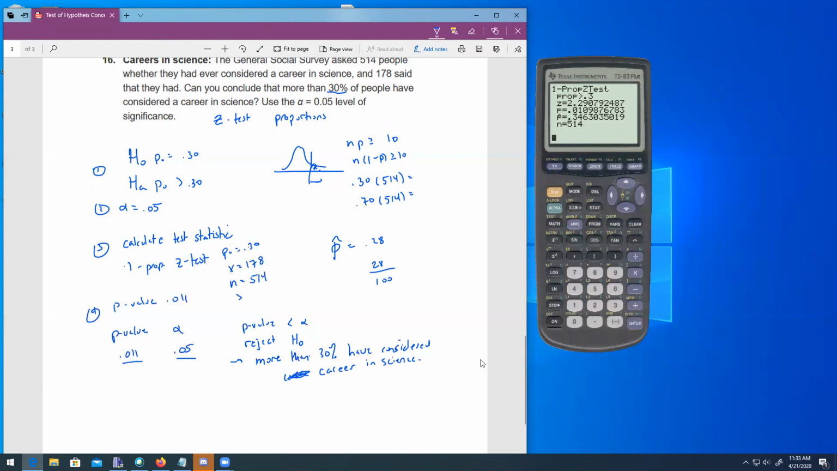Okay. And if you come over here and look, my p-hat, this was the actual proportion, which you would have gotten if you take your 178 divided by 514. The proportion you would get here is 0.346. So it's almost 35%. So we did a survey where almost 35% of the people said they considered a career in science, and we're asking did more than 30%. And that's a big enough difference to notice. So again, remember when they say this word significance, they mean noticeable. They don't mean important, they mean noticeable.